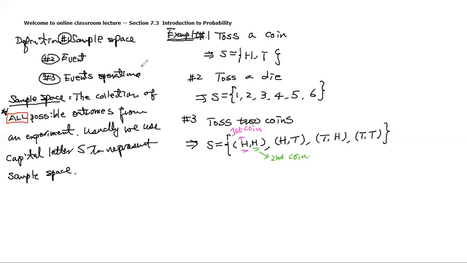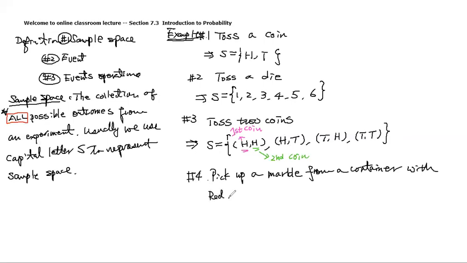Now let's take a look at number 4. If I want to pick a marble from a container with a red, yellow, green, and blue marble.